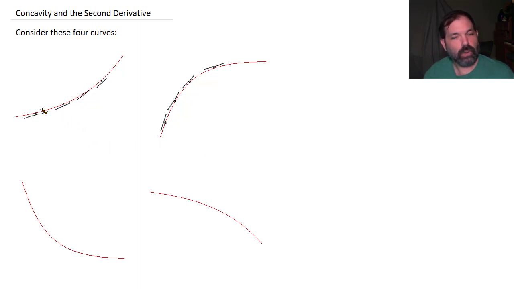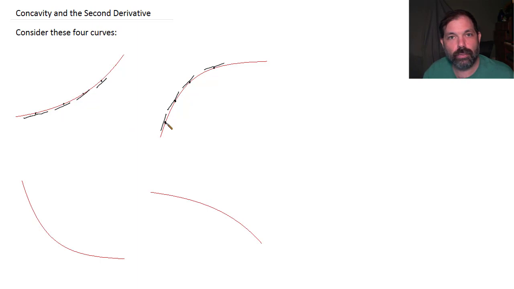And again, if we look back at that first curve, it is increasing. But now look at the slopes. Look at the tangent lines. Think of those slopes. Are those slopes increasing or decreasing? The slopes are also increasing. So this curve is increasing at an increasing rate.